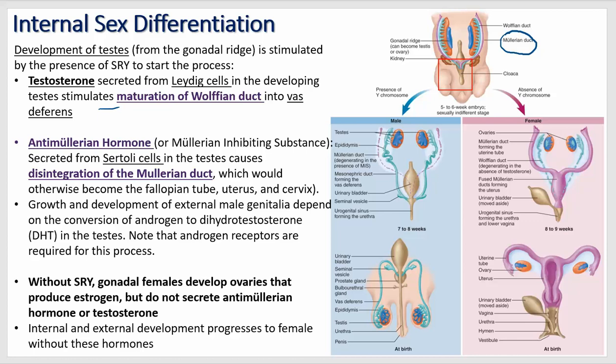All right, so growth and development of external male genitalia depend on the conversion of testosterone. I just have androgen here, but this androgen is testosterone.